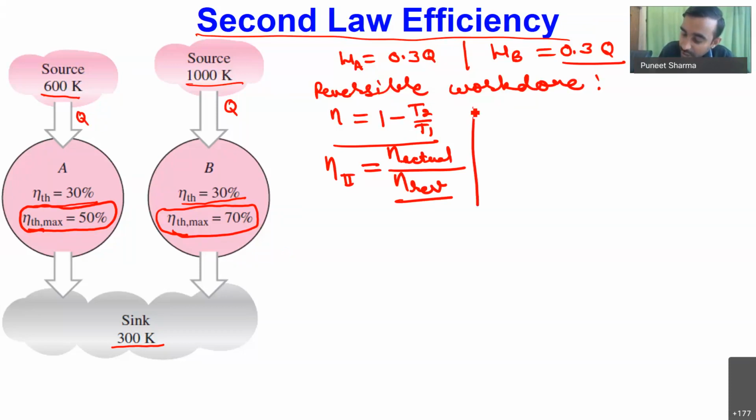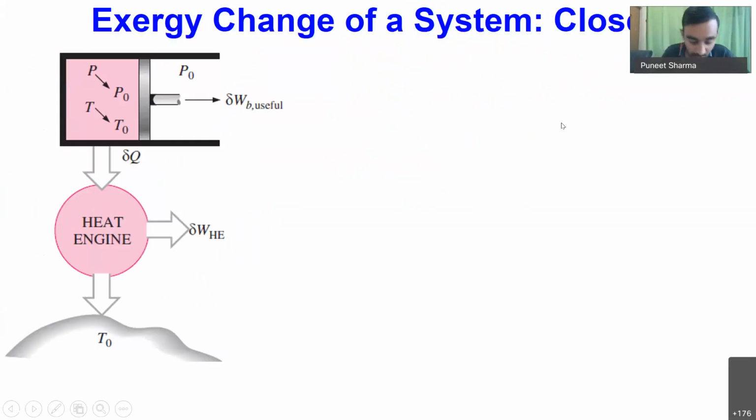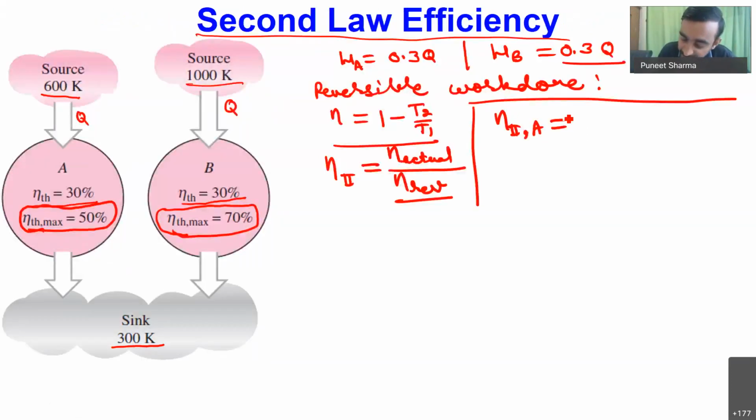Now what will happen if I define the second law efficiency for system A? For system A, the actual efficiency is 30%, so it is 0.3, and the reversible efficiency is 50%, so it is 0.5. So 3 by 5 is equal to 60%.